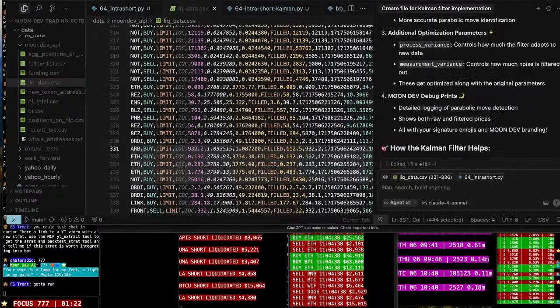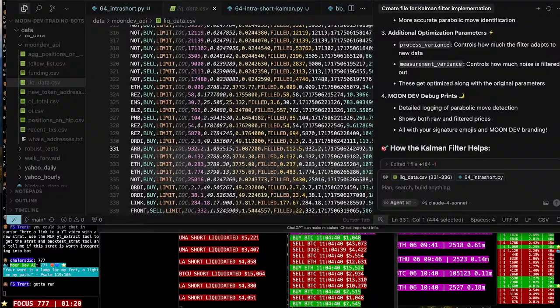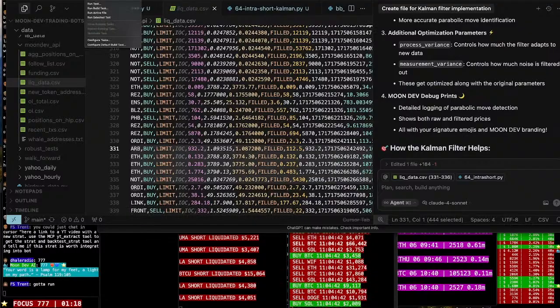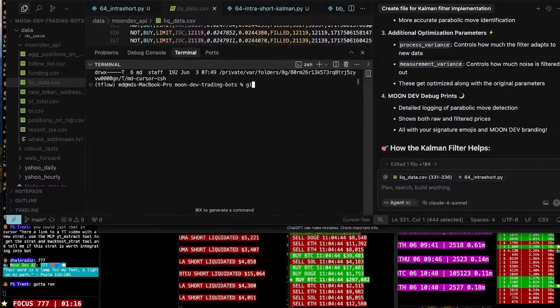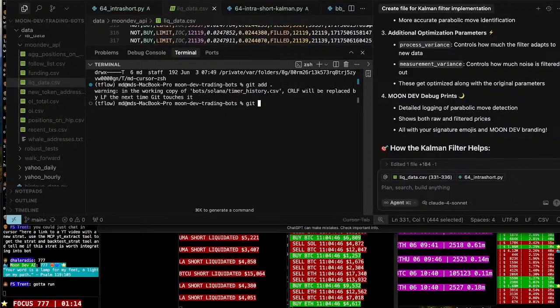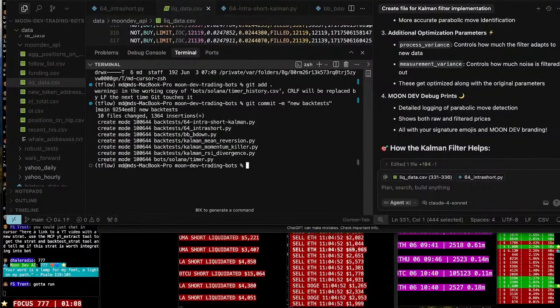Let's go ahead and add this to GitHub. Intraday, okay. New terminal. Git add dot, git commit, slash new backtest. So intraday BB, okay.